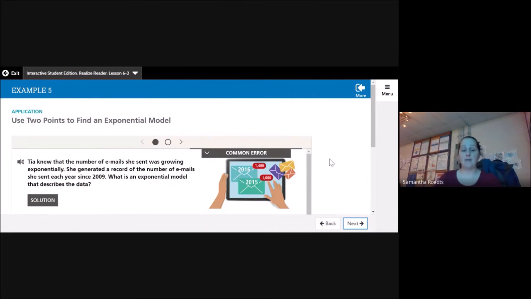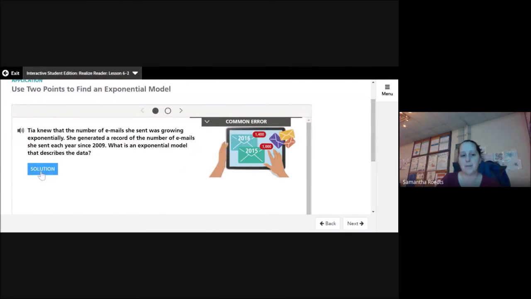All right, example 5. Use 2 points to find an exponential model. Tia knew that the number of emails she sent was growing exponentially. She generated a record of the number of emails she sent each year since 2009. What is an exponential model that describes the data?